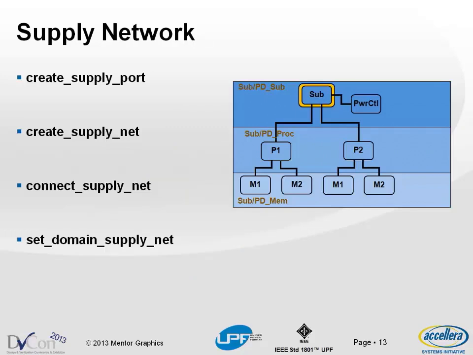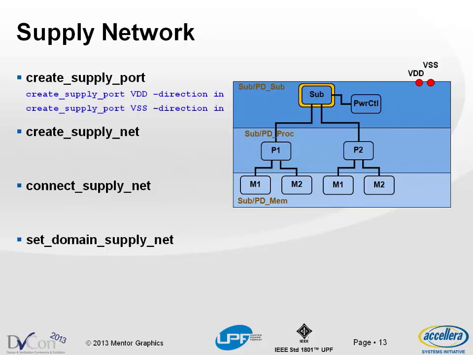The supply network commands in UPF allow you to do that. So we can create supply ports with the create supply port command with directions and names, VDD, VSS. And as before, VDD and VSS are going to be declared in the power domain associated with sub. I'm going to show them up here rather than in the sub box, but essentially they're declared in the sub. We can create supply nets associated with this power domain, PD sub.